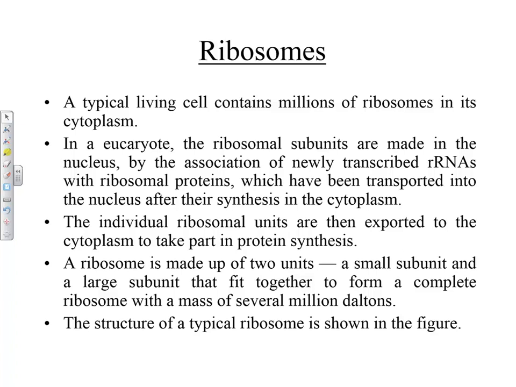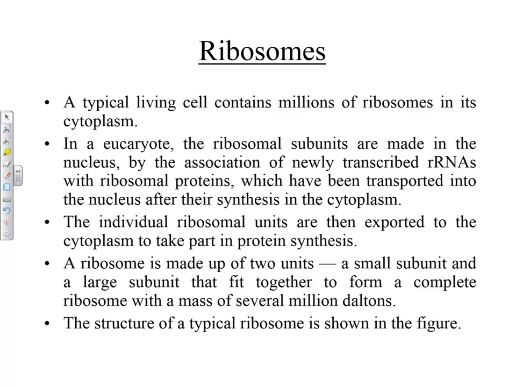So these newly transcribed RNAs and the ribosomal proteins, which are synthesized in the cytoplasm, will have to be brought inside the nucleus for assembly of the ribosomal units. The individual ribosomal units, a small ribosomal unit and a large ribosomal unit, are then exported to the cytoplasm to take part in protein synthesis. So a ribosome is made up of 2 units, a small one and a large one, which fit together to form a complete ribosome. And it's a pretty big molecular object because it has a mass of several million daltons, or several million atomic mass units.